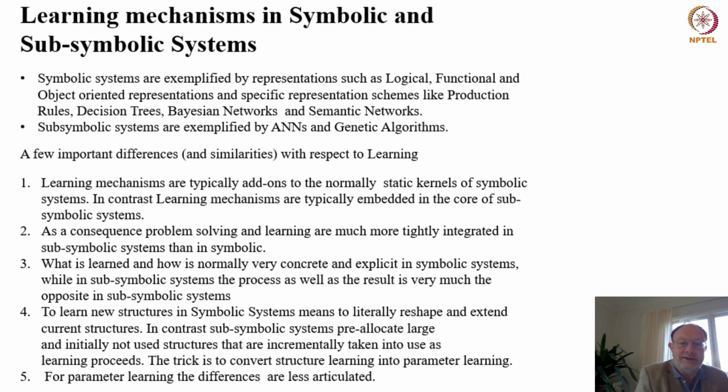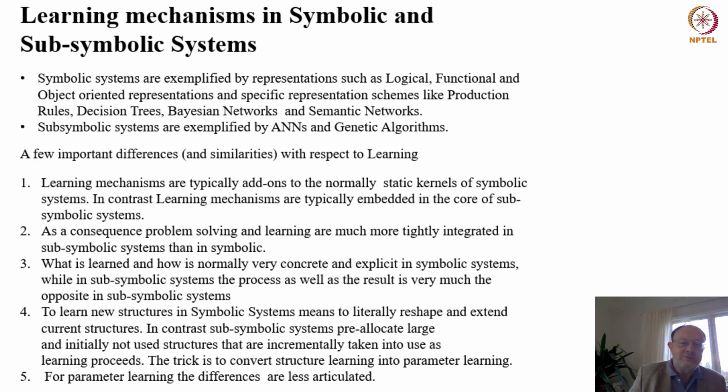If we look at the differences here, one can say that when you implement learning mechanisms in a symbolic system, you do it normally as an add-on to a static kernel. The static kernel is programmed, and then you add on these other mechanisms where you can adapt that static kernel to achieve adaptability. While in sub-symbolic systems, typically the learning mechanisms are the core of the system as a whole. Therefore, you get the impression, as is also true, that problem solving and learning are more tightly integrated or intertwined in a sub-symbolic system. So that is a clear pro of sub-symbolic systems.